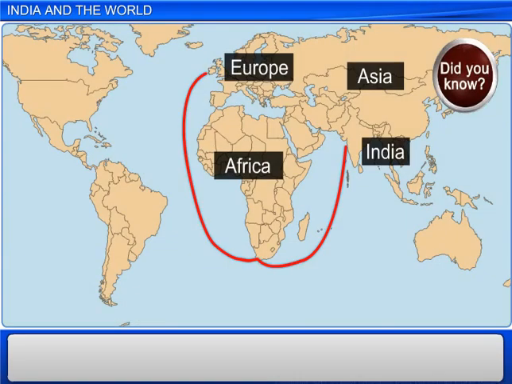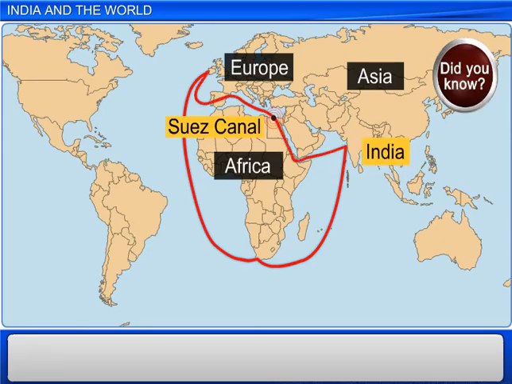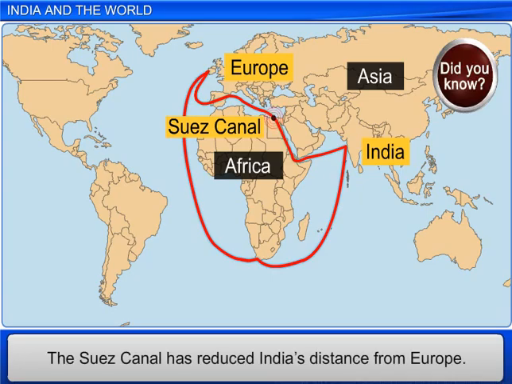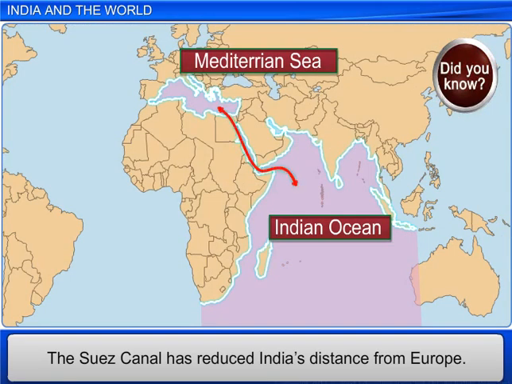Did you know? The opening of the Suez Canal in Egypt in 1869 has reduced India's distance from Europe by approximately 7,000 kilometers. It connects the Mediterranean Sea with the Indian Ocean.